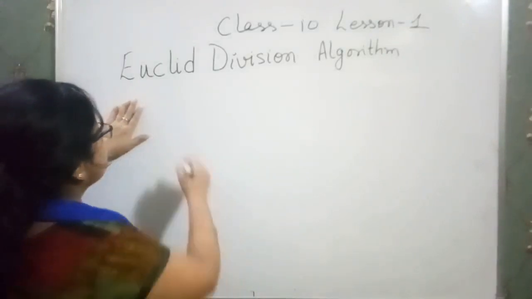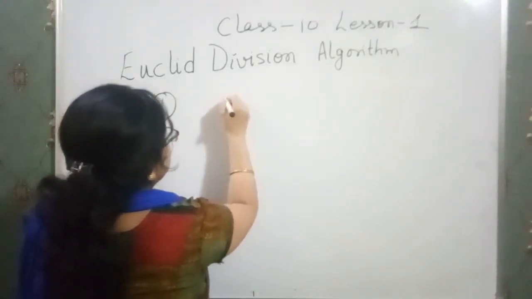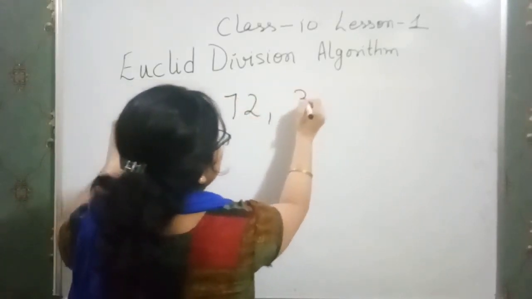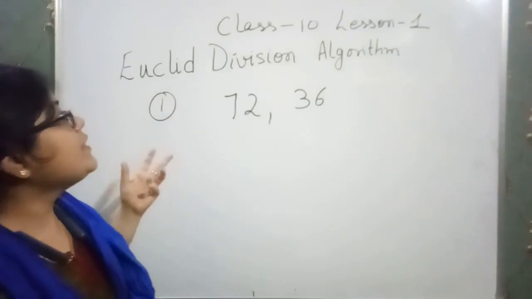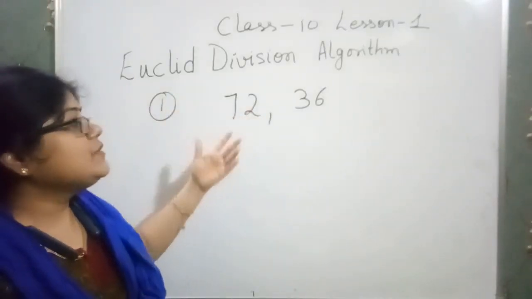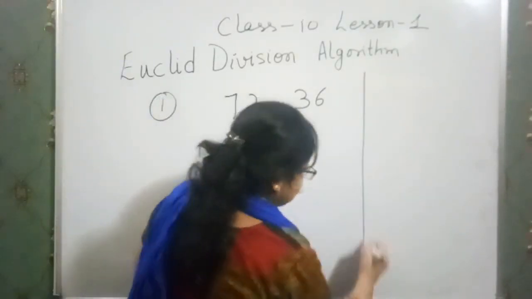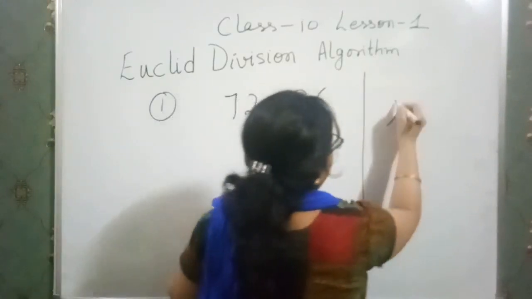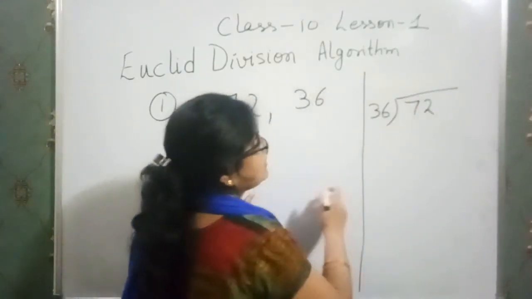For example, we have to find the HCF between 72 and 36. Okay, so just see how we apply the Euclid division algorithm and find the HCF of these two numbers. Just see here, take the bigger number inside and divide it by the smaller number.